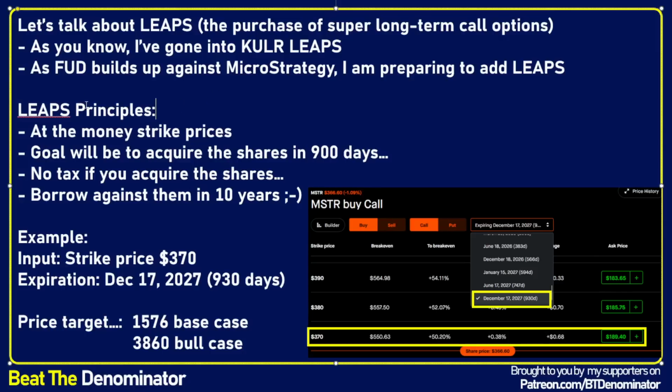So anyways, let's look at the leaps principle. At-the-money strikes, to me, this is the most optimal spot.